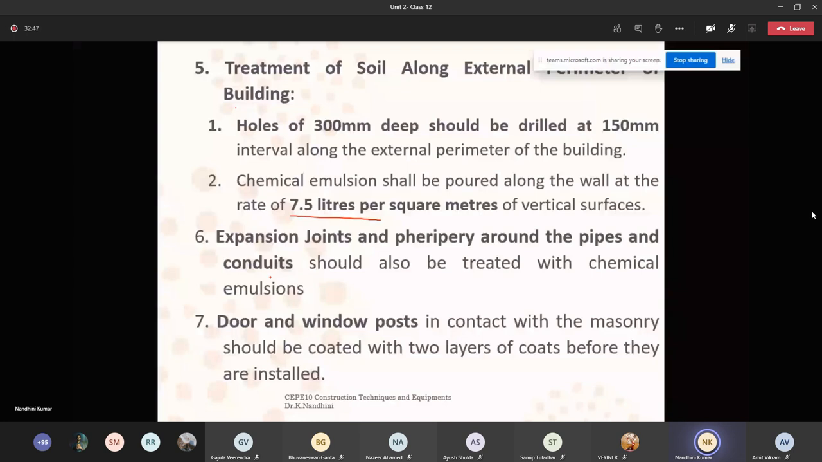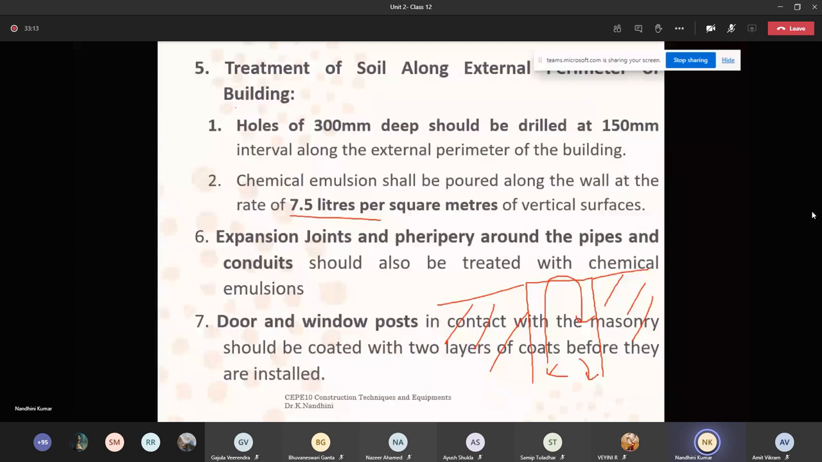Door and window post. A post is nothing but a wooden frame that you fix to your structure. You'll be having brick walls here. Only the wooden frame you will be fixing first. At that time itself you have to coat it, or spray along the entire wooden frame. At the time of installation itself, you have to do all this coating.